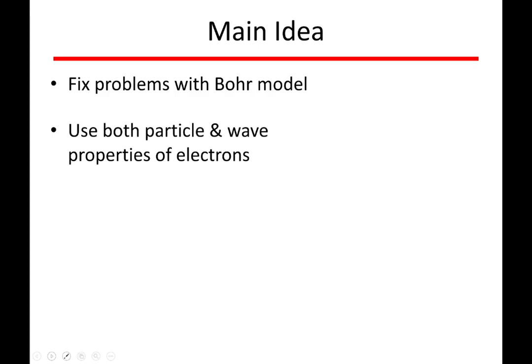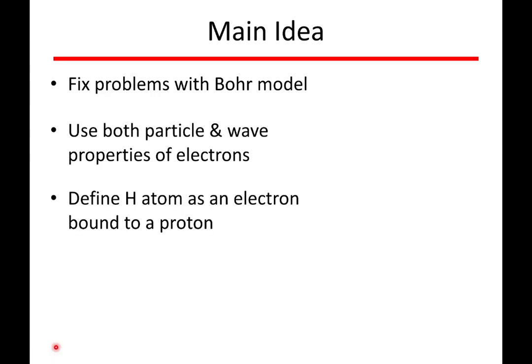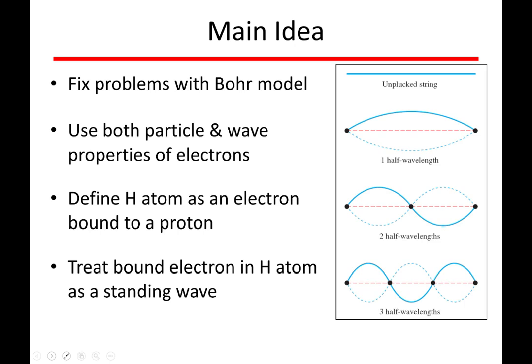When we come up with a quantum mechanical description of the hydrogen atom, we're going to use both the wave and the particle-like properties of electrons by defining the hydrogen atom as being an electron, which is going to act as a wave that is bound to a proton. Therefore, the electron will act as if it were a standing wave because it's bound to the proton. Now, that's going to have some important consequences for us here.